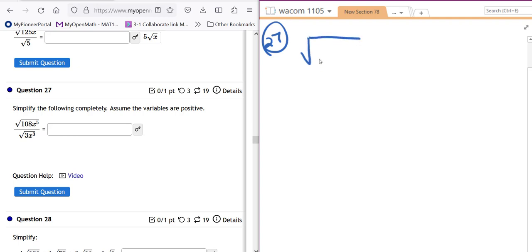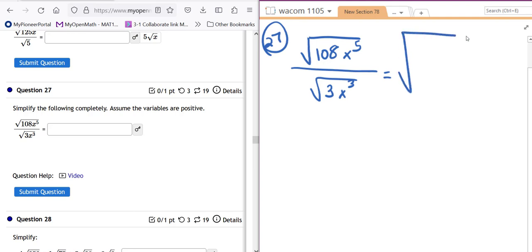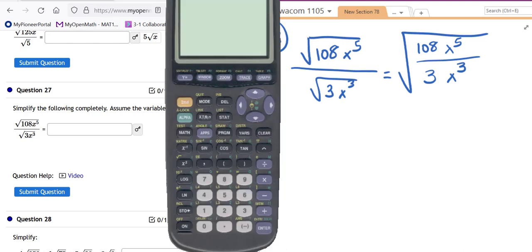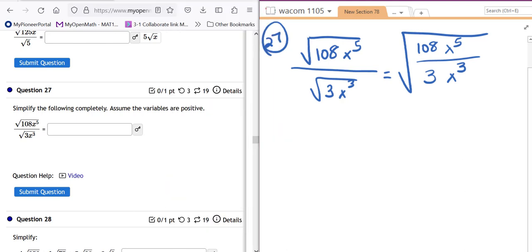So this one I think is going to be the same way. 108 x to the 5th over 3x to the 3rd. I'm pretty sure that 3 goes evenly into 108. So let's put it back into one radical. And we'll divide it. Whoops, wrong calculator.